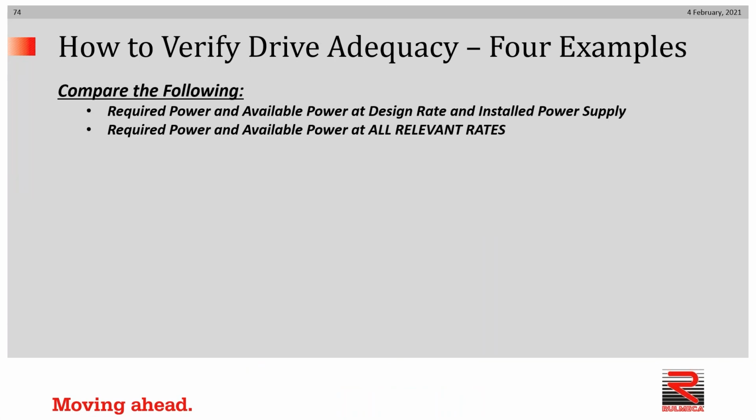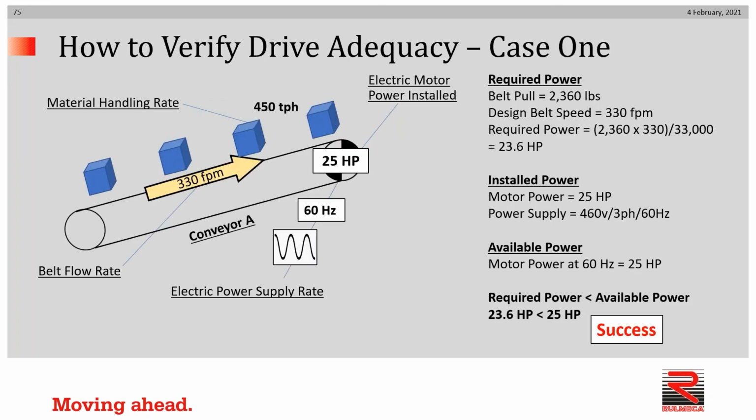Now let's wrap up our tutorial and look at how to verify drive adequacy. We will explore the two continuous flow cases that we mentioned at the beginning of this tutorial and follow up with an exploration of the two metered flow cases we discussed at the beginning. We're going to compare required power and available power both at the initial design rate and at all relevant rates.